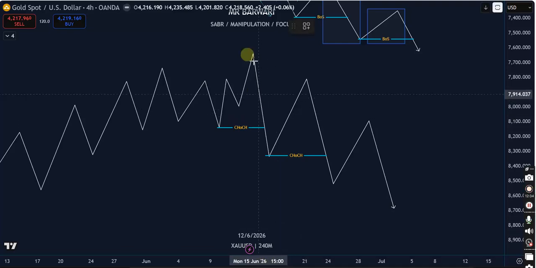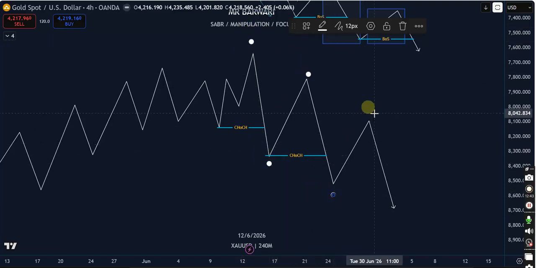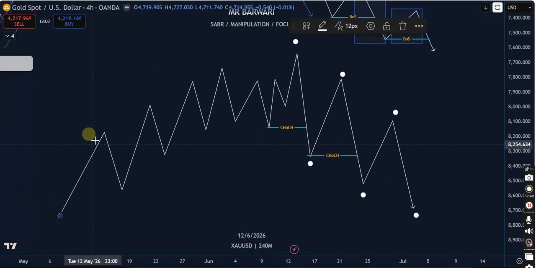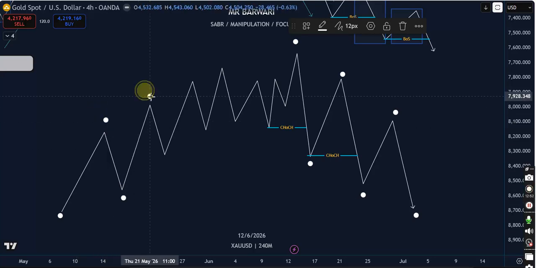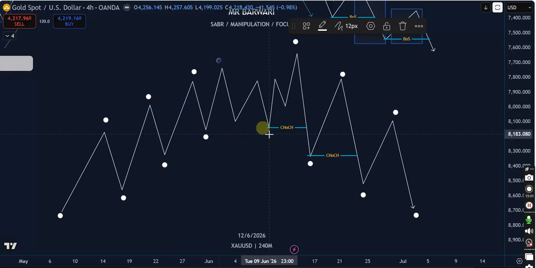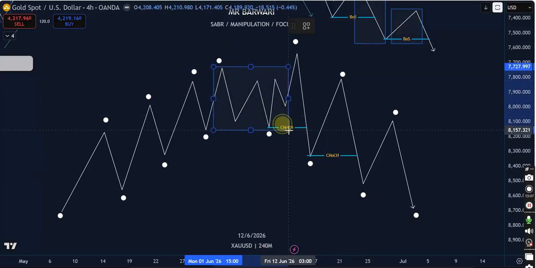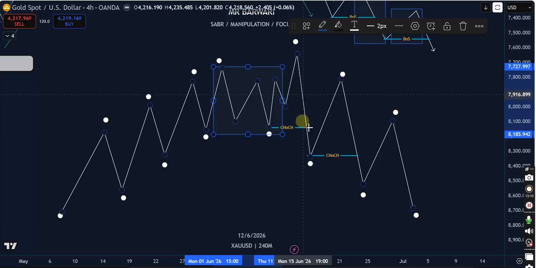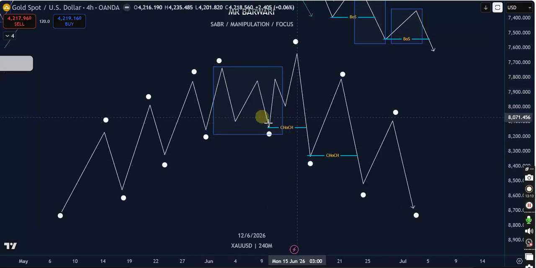We are making lower highs, lower lows, lower highs, lower lows, lower highs, lower lows. After the change, because at first we were making higher lows, higher highs, higher lows, higher highs, higher lows, higher highs, change of character. We take all this accumulation right here, manipulate, bam, distribution down, takes the change of character, breaks structure to the downside.